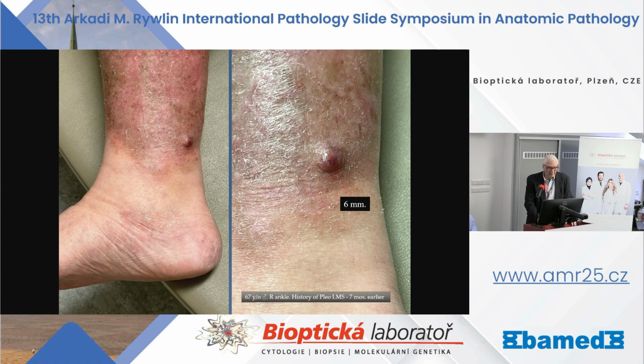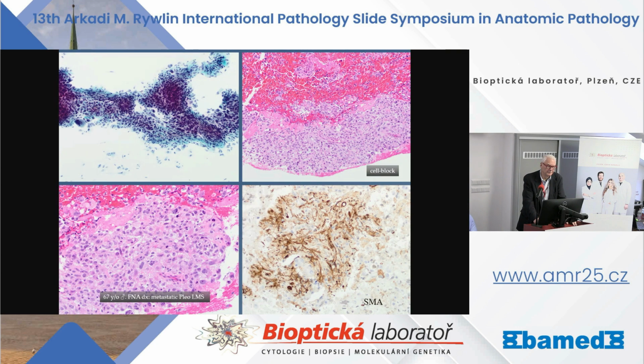We went ahead, tried the aspirate. This is what we got. The smears in the upper left, you can see the cell block histopathology, and SMA positive, a variety of other immunostains negative. We made a diagnosis of metastatic pleomorphic leiomyosarcoma.